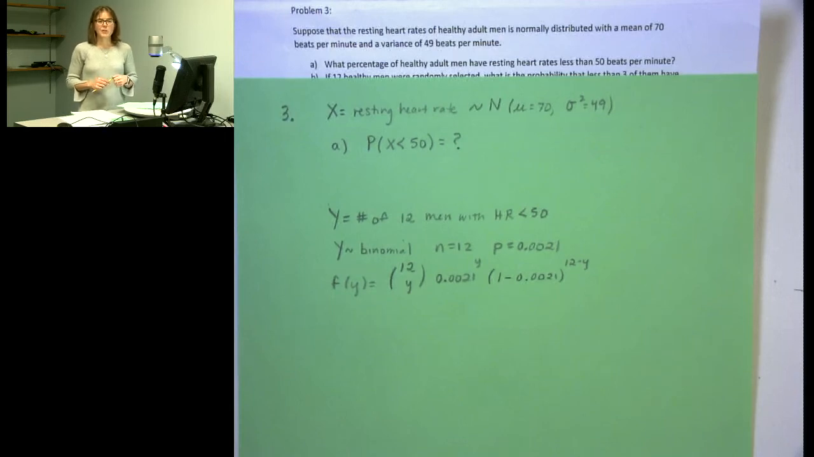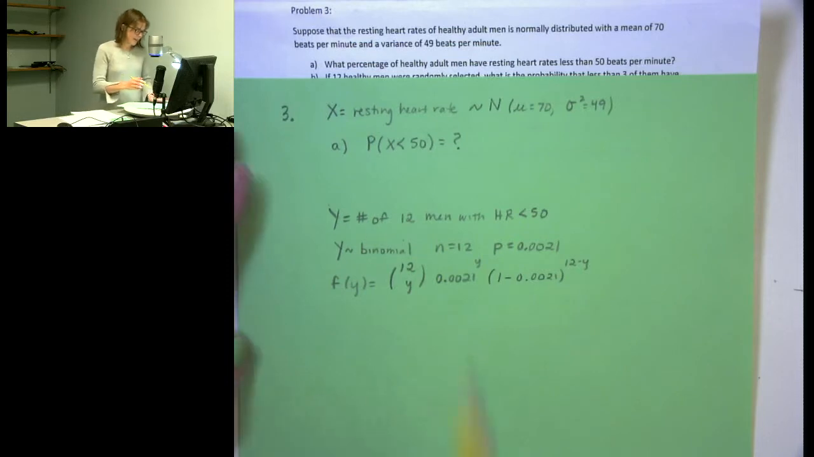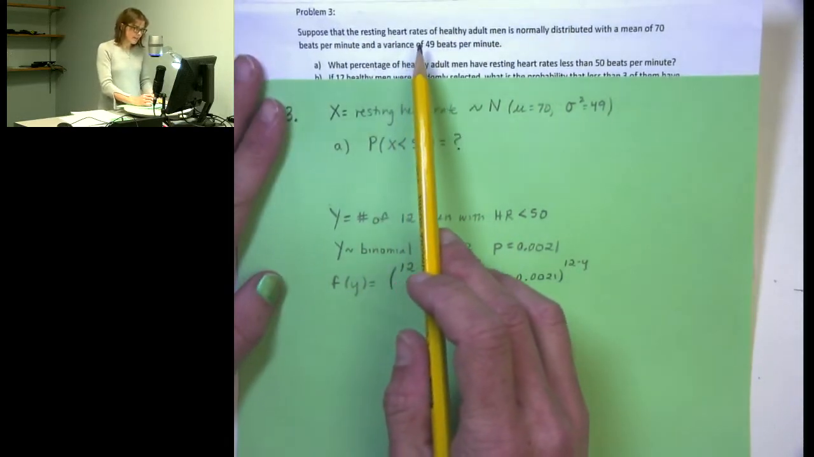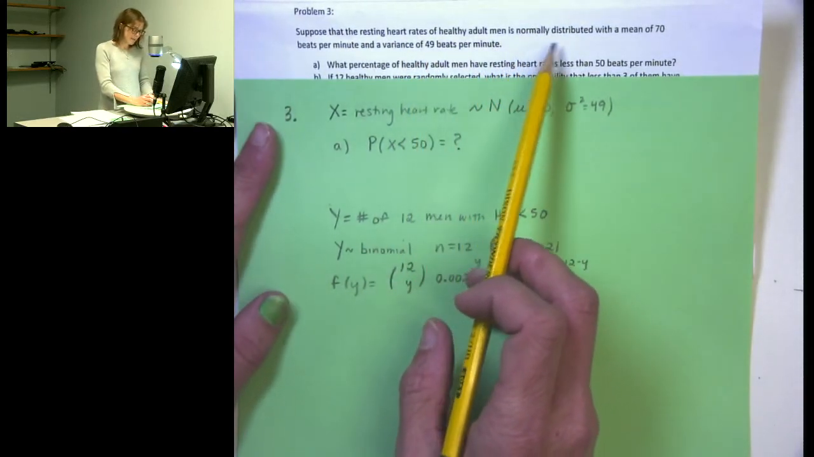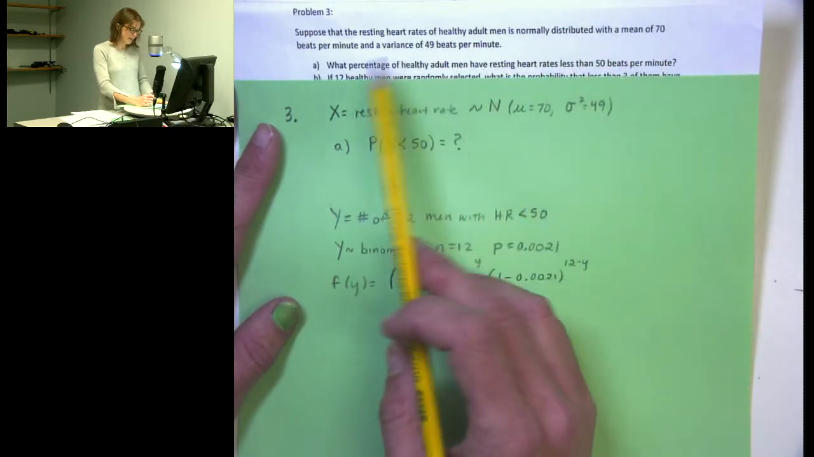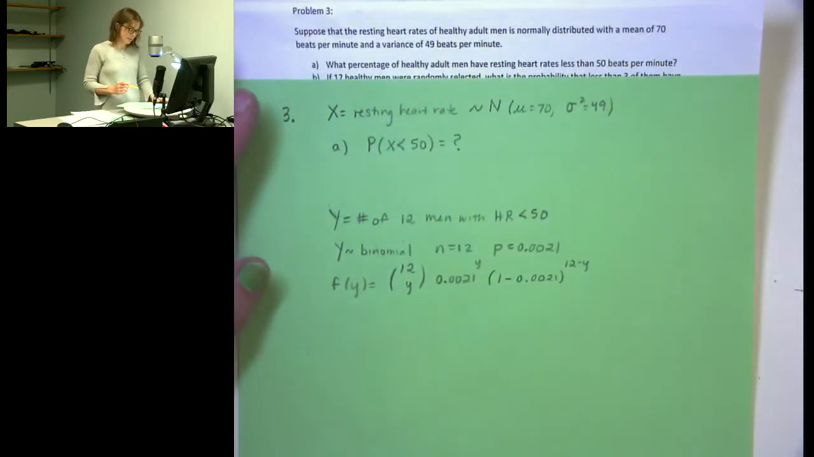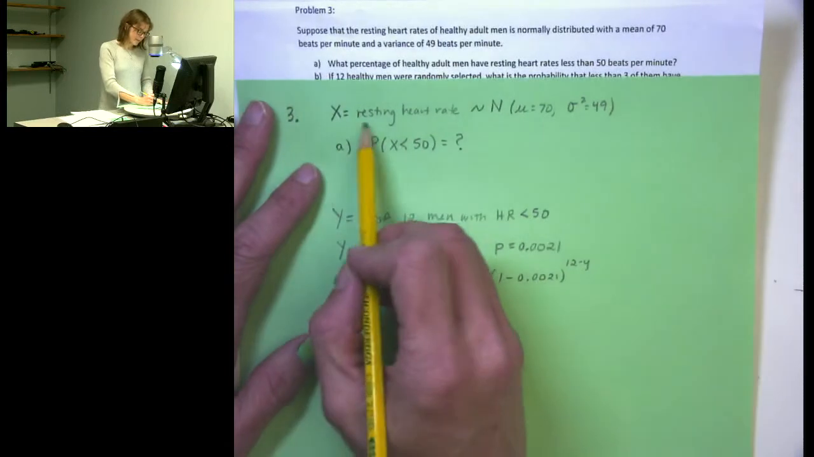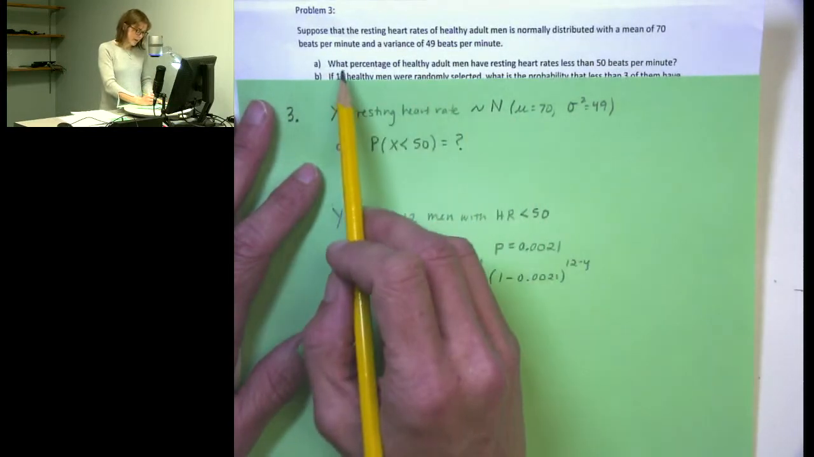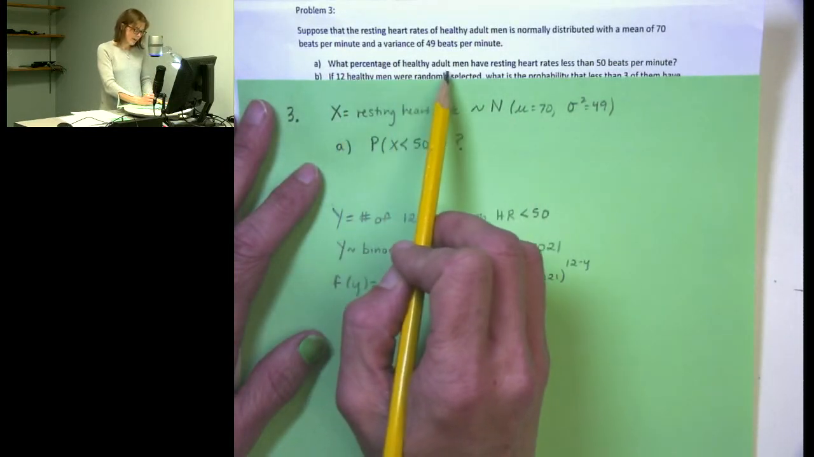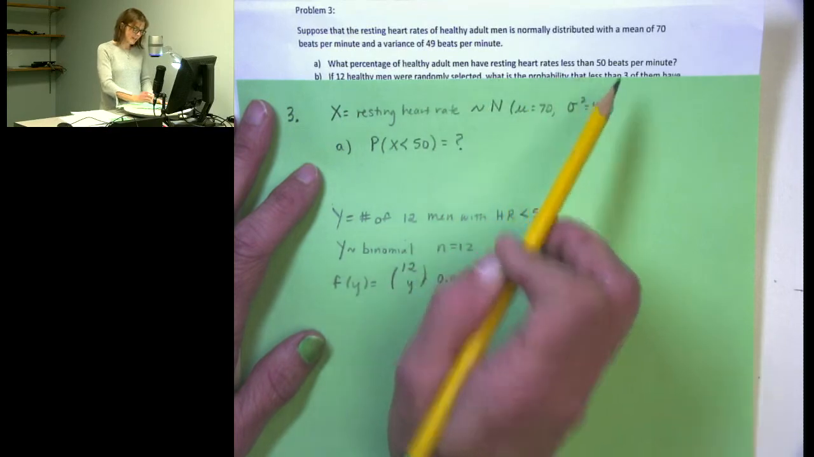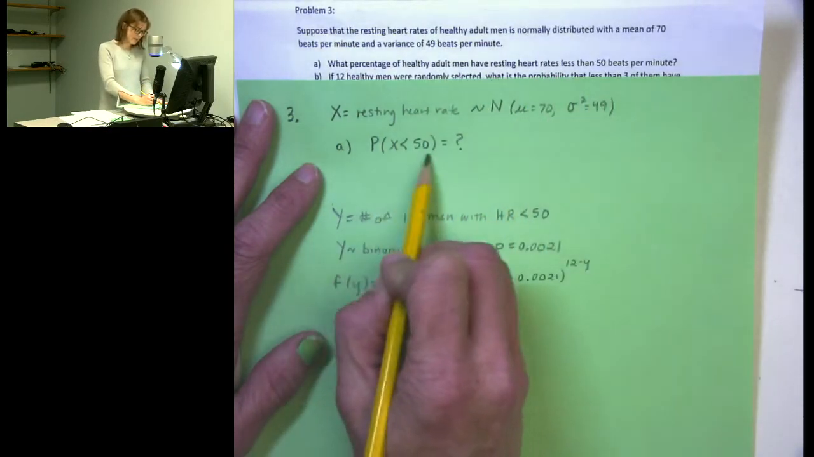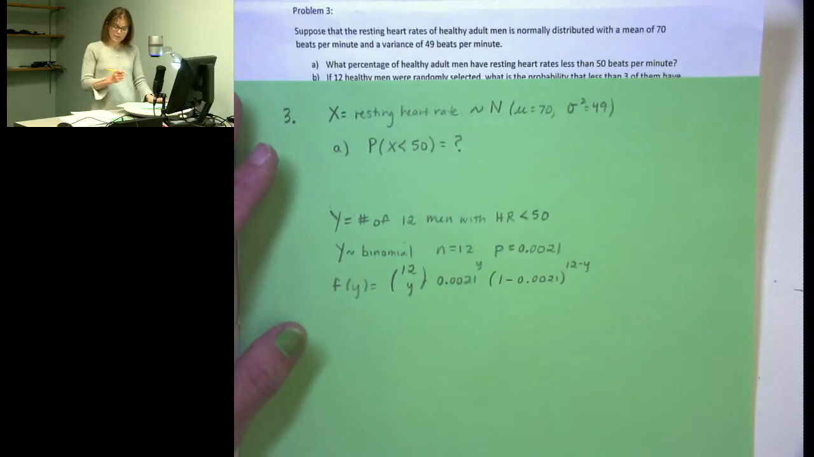This video is going to talk through the third question from the review exercises for the end of the semester. Suppose that resting heart rates of healthy adult men are normally distributed with a mean of 70 beats per minute and a variance of 49 beats per minute. So here's our distribution. Part A asks what percentage of healthy adult men have resting heart rates less than 50 beats per minute. So this is our question in Part A.